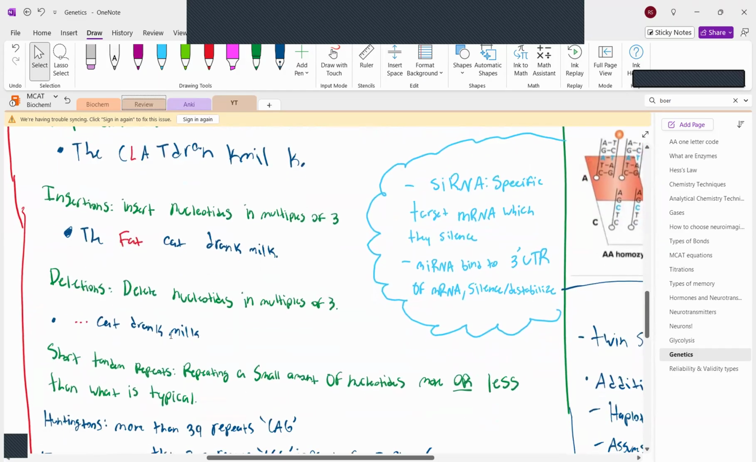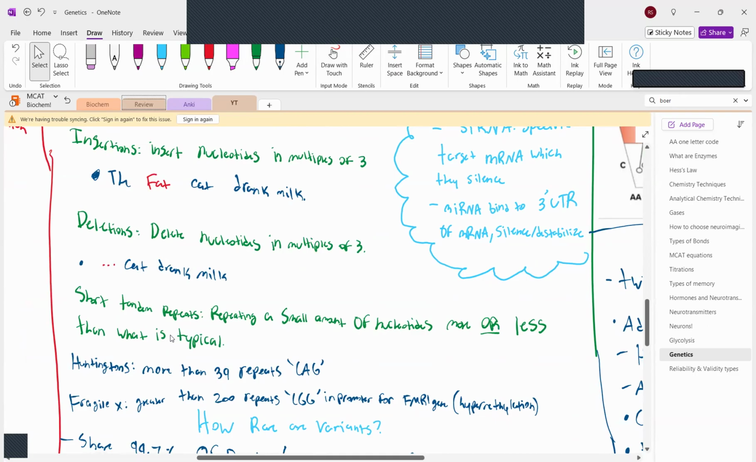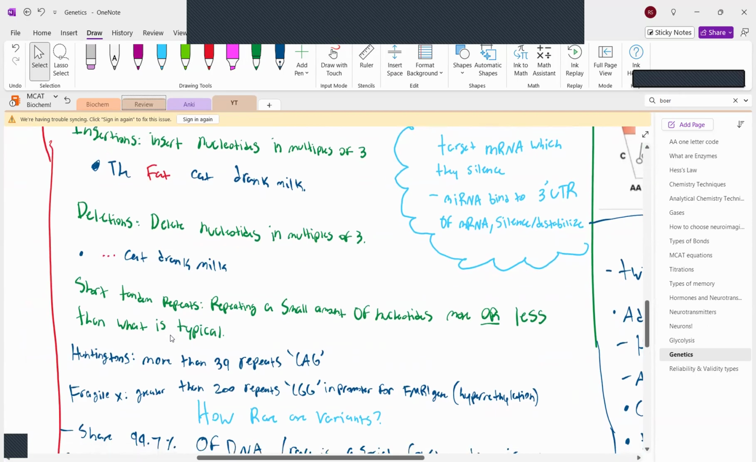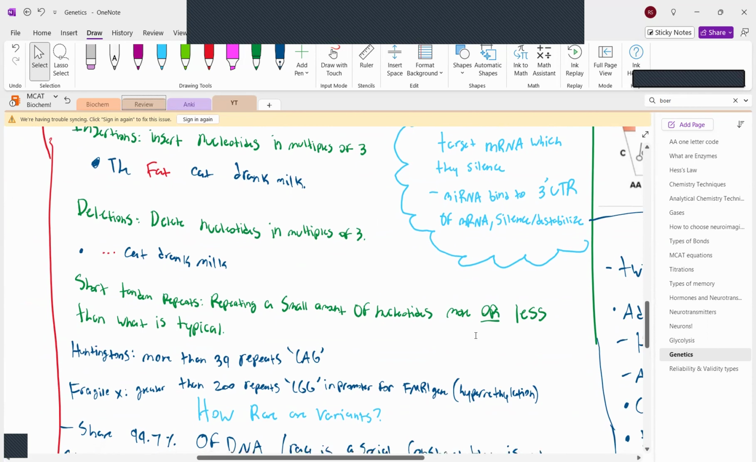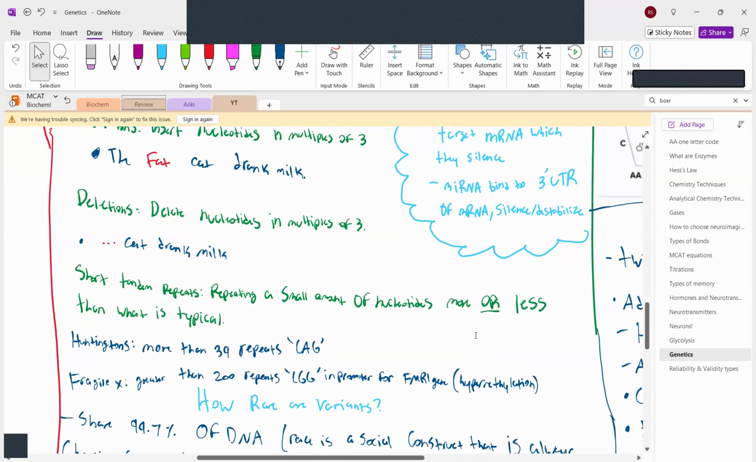Oh, I guess let's talk about short tandem repeats before I go into the RNA. So they're repeating a small amount of nucleotides, typically more or less than what is typical in humans. We have a bunch of short tandem repeats. It's normal to have short tandem repeats.